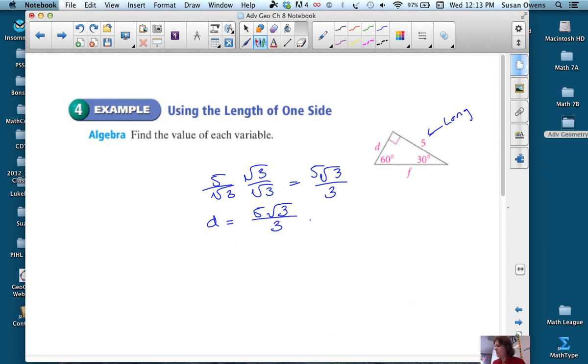Then to go from short to the hypotenuse, we double it. So F is just going to be twice the 5 root 3 over 3, so that's going to be 10 root 3 over 3. And we're done.